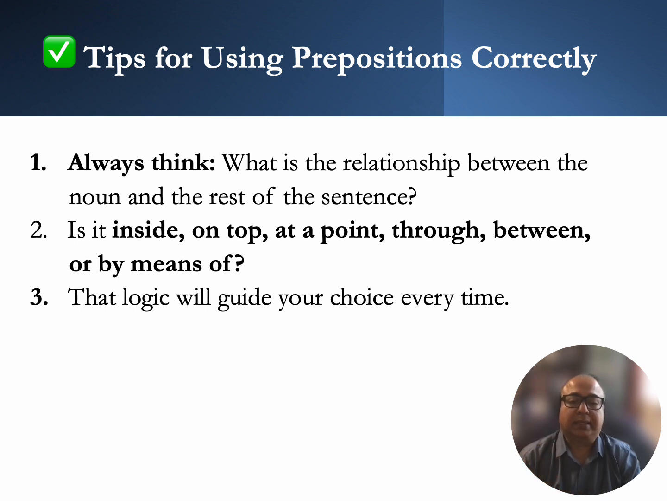Okay? Is it inside? Is it on top? Is the noun inside? The book is on the table. Where is the book? It is on the table, at a point, through, between, or by means of. Okay, now that logic will help you make the correct choice every time you use a preposition.